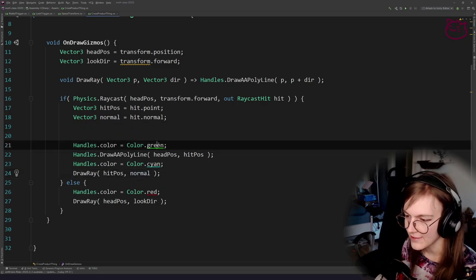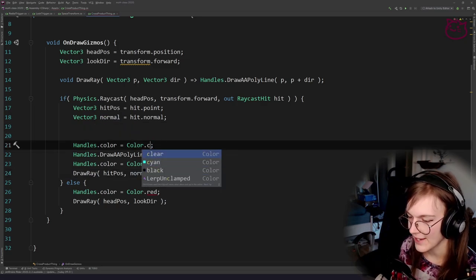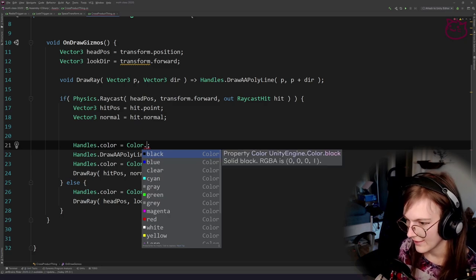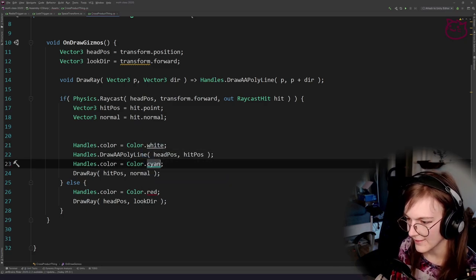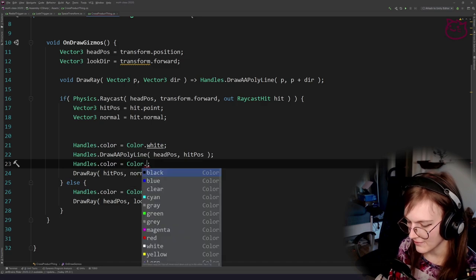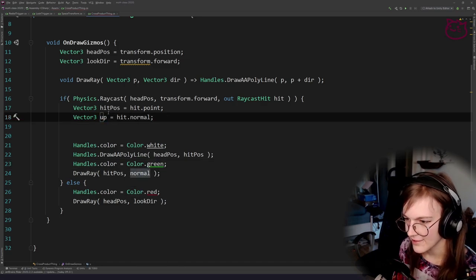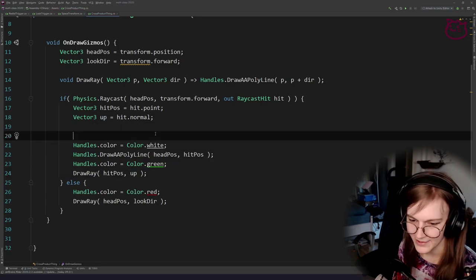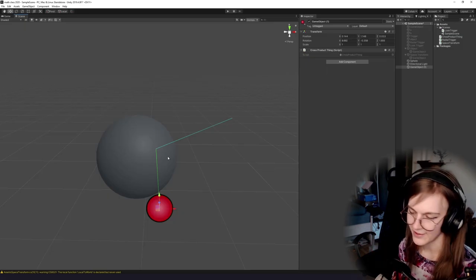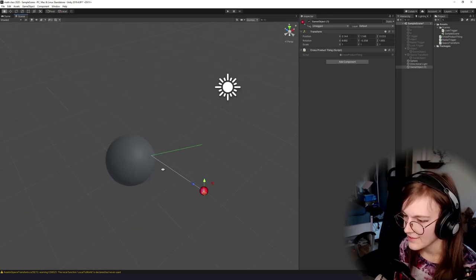Okay, actually, let's draw these in the colors that we're going to use for the axes of the turret. So I'm going to swap around the colors a bit. This is going to be the up vector, so let's make it green. Let's call it up instead of normal, because now we're going to start defining the orientation of the turret. There we go. Okay, so we got the up vector.